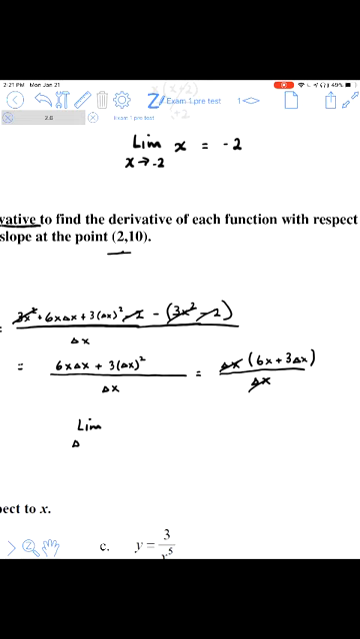So we end up finding the limit as delta x approaches 0, and we don't have a fraction anymore. We're just finding it of 6x plus 3 delta x. Now delta x here is going to take a value of 0, which means that that term just becomes 0. So the limit as delta x approaches 0 is equal to 6x. This is the derivative.